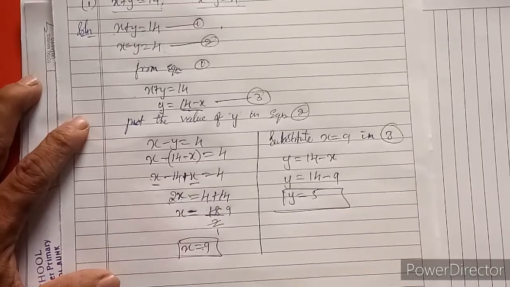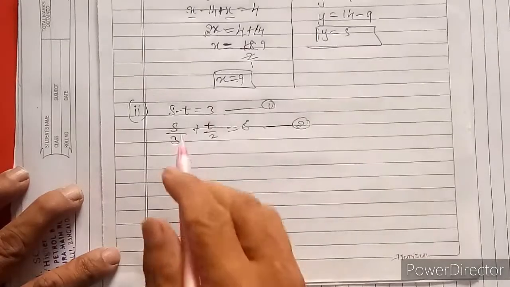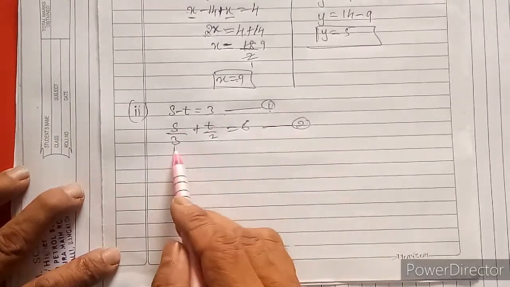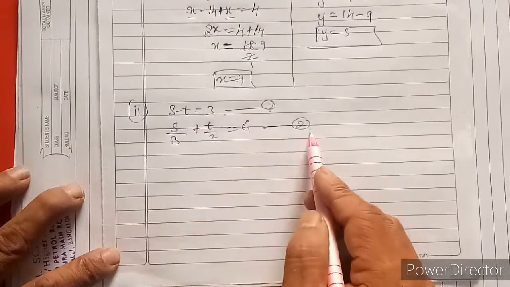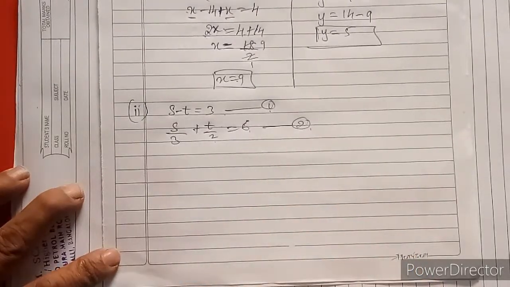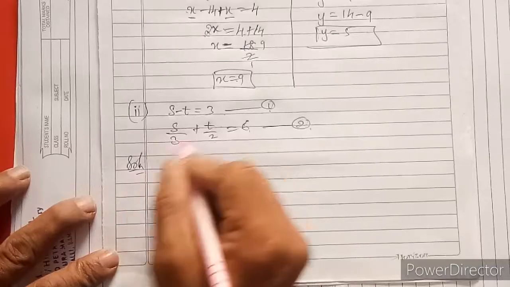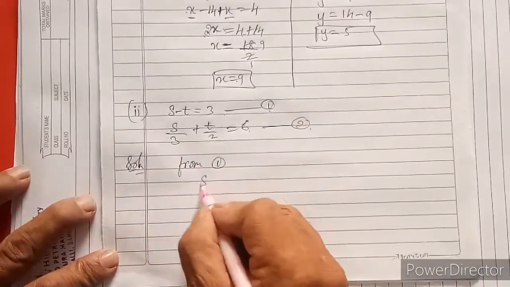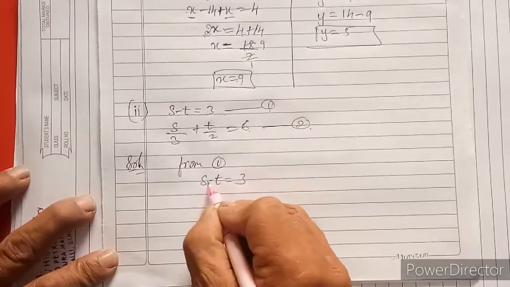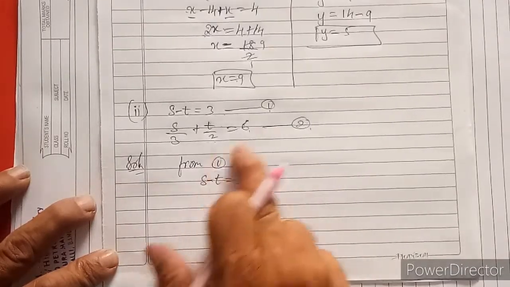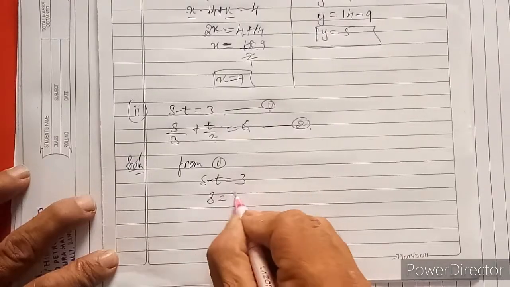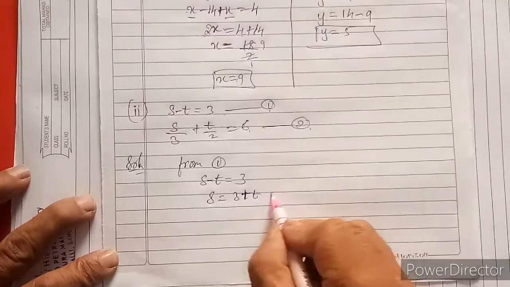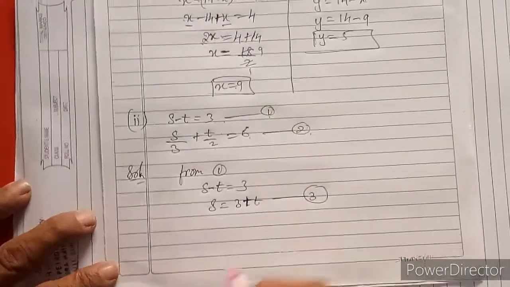Okay. This is the solution we got. Now the second one: s minus t is equal to 3, equation 1 I have taken, and s by 3 plus t by 2 is equal to 6, equation 2. Don't get confused. So, the solution. First I will take equation 1: s minus t is equal to 3. If I transpose the minus t to this side, it becomes plus. s is equal to 3 plus t. This is equation 3, right?